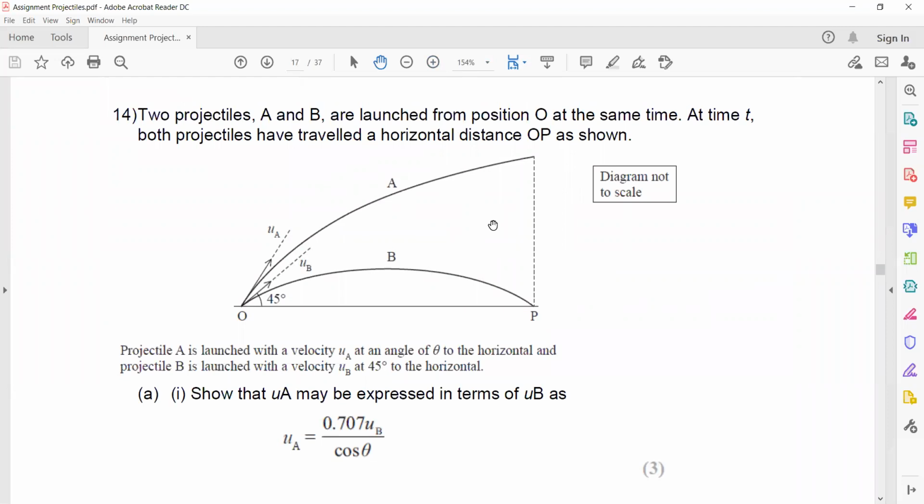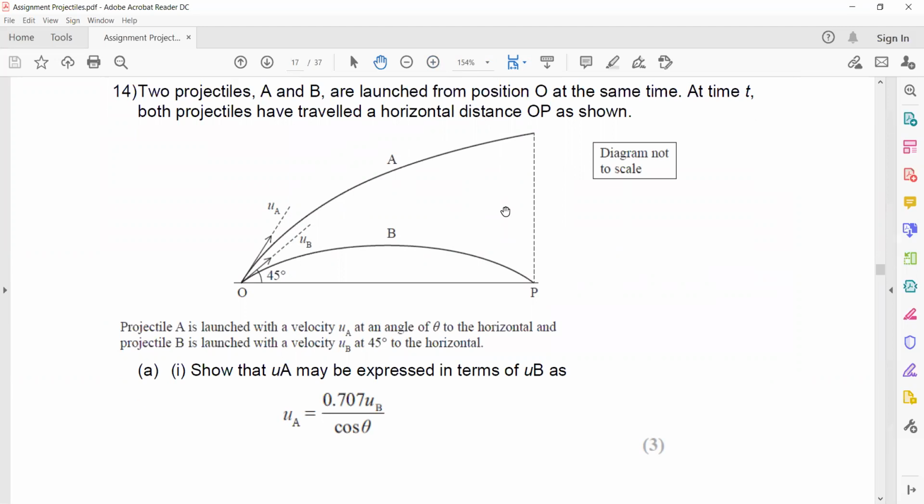Two projectiles are launched from position O at the same time, and both projectiles have traveled the same horizontal distance. Projectile A is launched with a velocity UA at an angle of theta, and projectile B is launched with a velocity UB at 45 degrees. Show that UA may be expressed in terms of UB. Both projectiles have traveled the horizontal distance O to P. So when both travel the same distance, it means both have the same range, and the time is also the same.